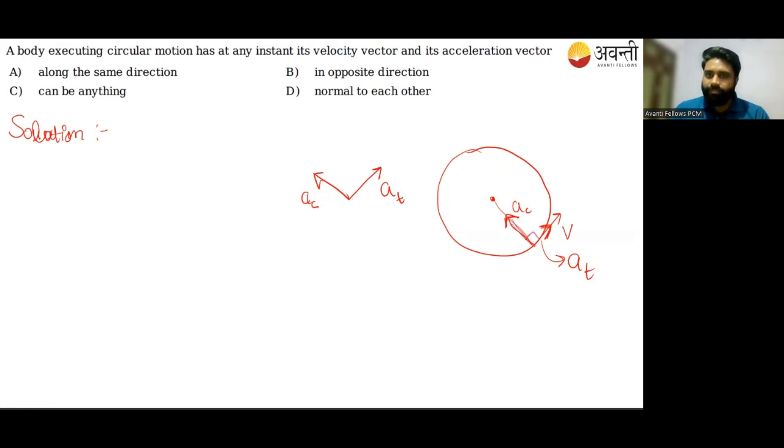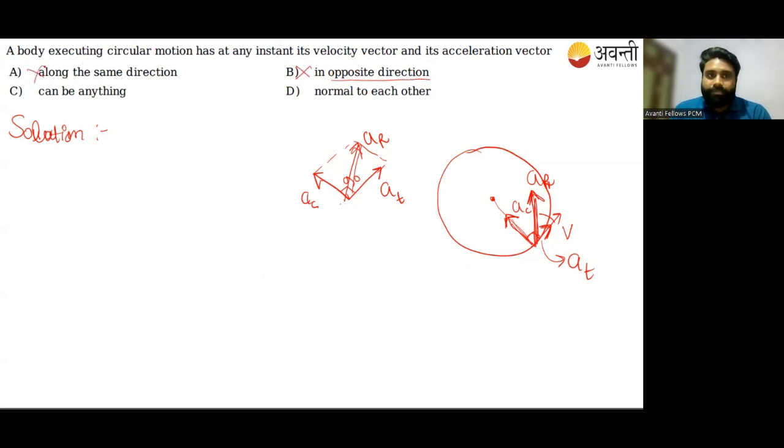You can see in this question, these are perpendicular, because any tangent drawn to the circle will be perpendicular to the radius. So these are perpendicular to each other, and they have a resultant vector in somehow this direction. This is the A resultant. It is not parallel to V, and not normal to V. So what is this angle? This angle can be anything, but from the information of this question, these are not in opposite direction. So this option will not be correct.